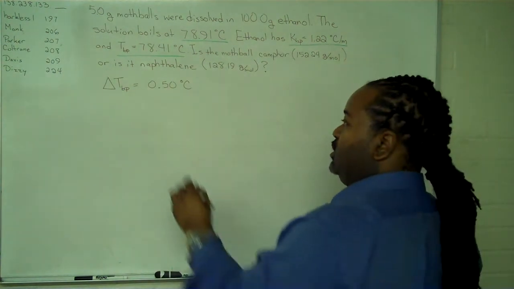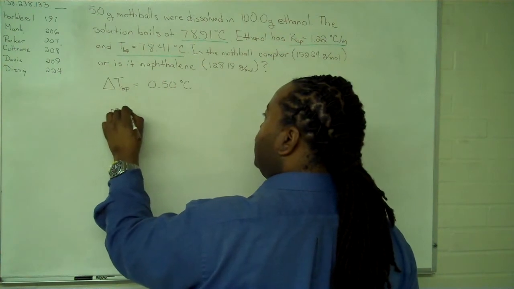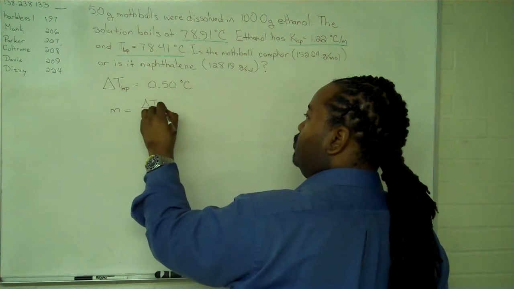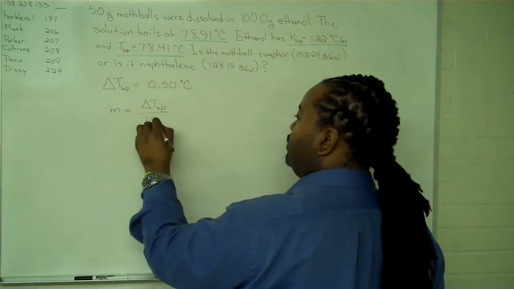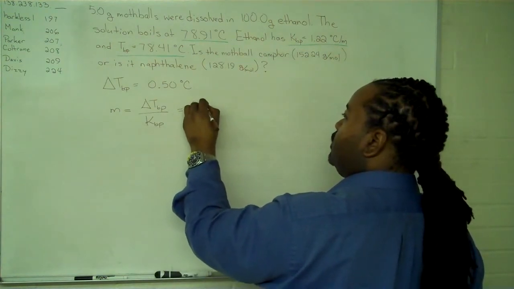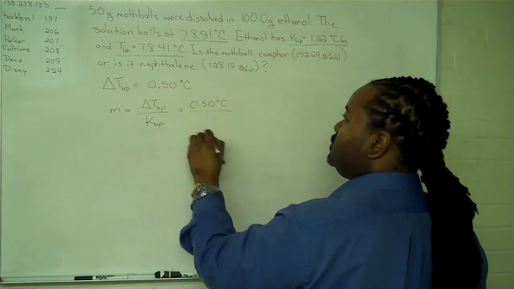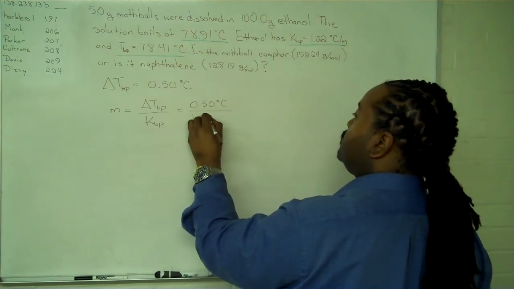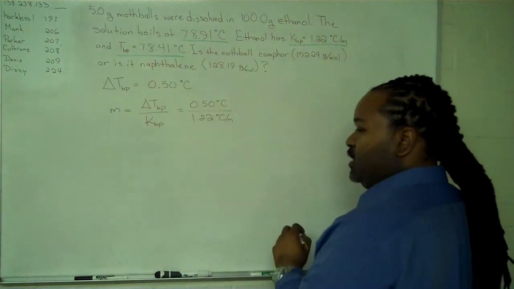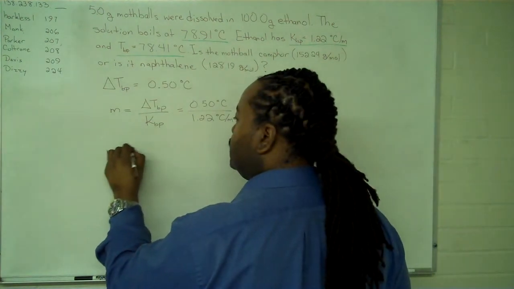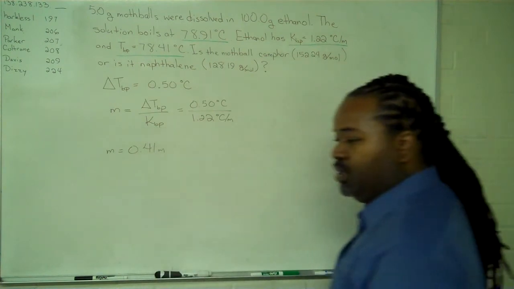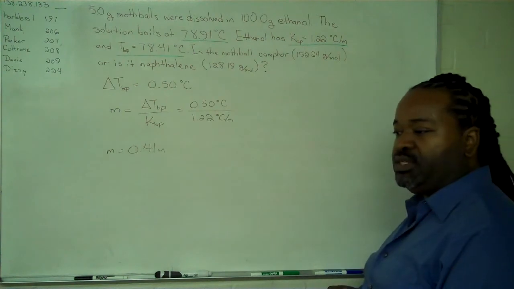Now we need to find the molality. So our molality then is going to be the boiling point elevation divided by the boiling point elevation constant. This is 0.50 Celsius divided by 1.22 Celsius per molal. So this gives us a molality that is 0.41. And our unknown substance, be it camphor or naphthalene.